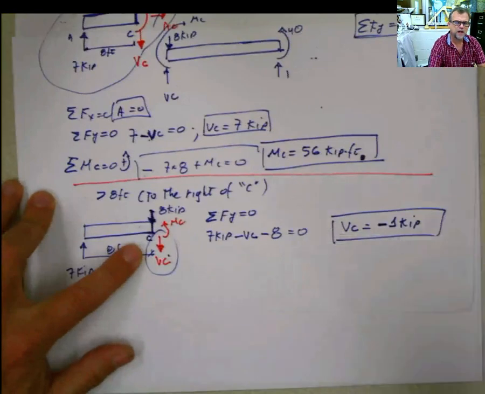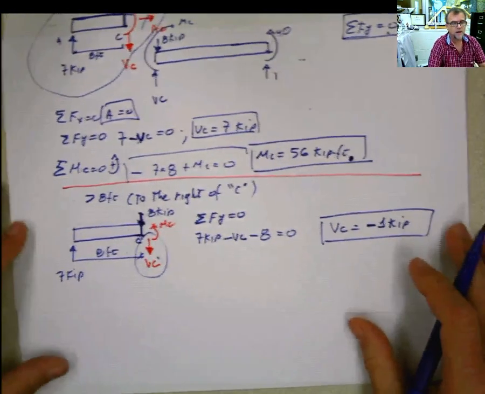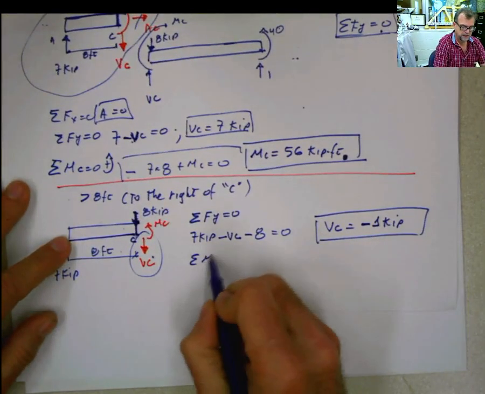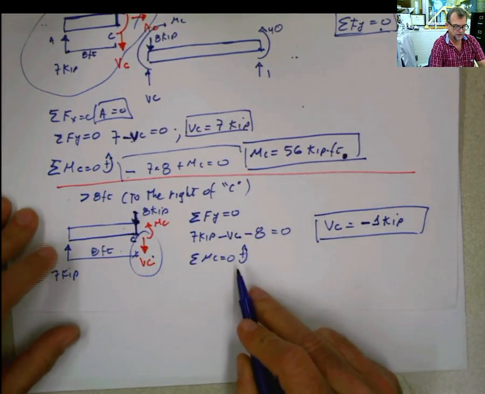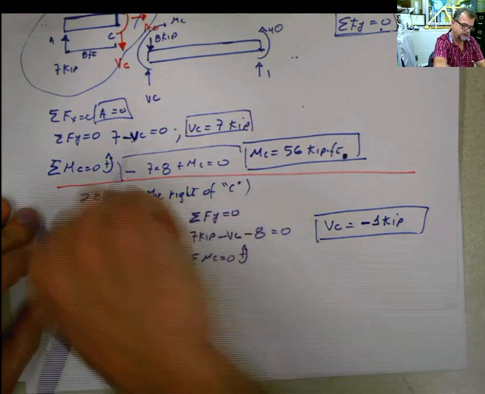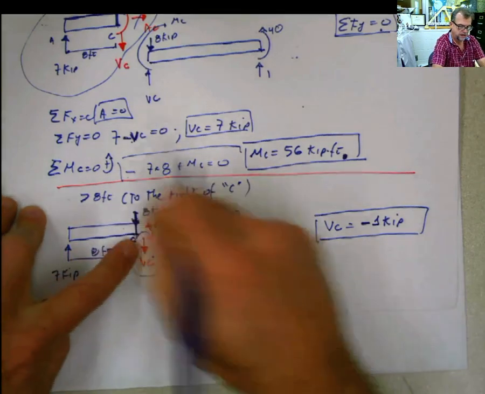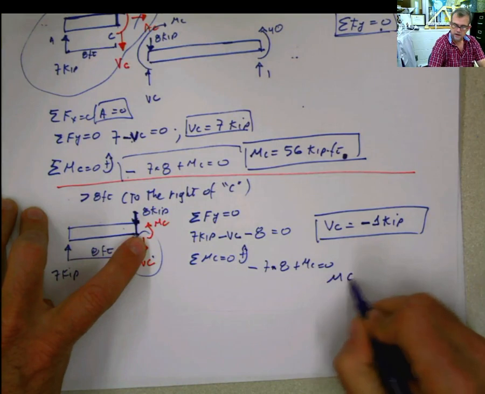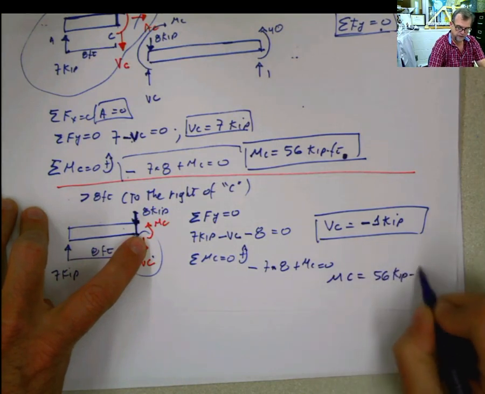And why do I care about positive or negative? Remember the zeros that I was telling you? Remember that part? That's important for that design. Now, summation of moments at C equals 0. I'm going to use this. And then I have 7 times 8, and it's negative in this way, and I have plus MC equals 0. So MC equals 56 kip-foot.